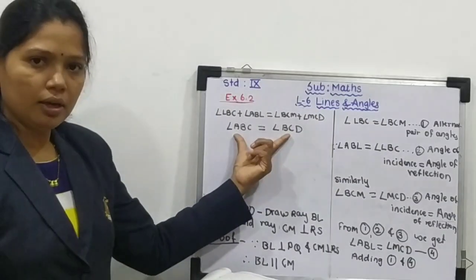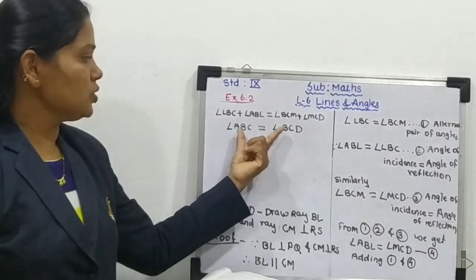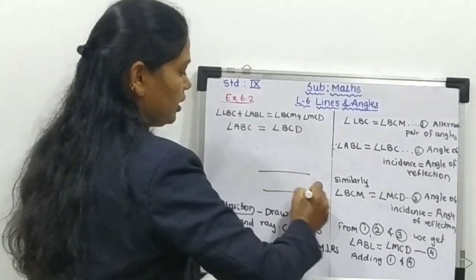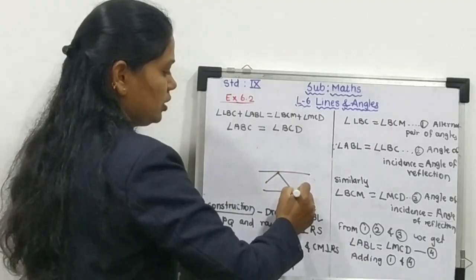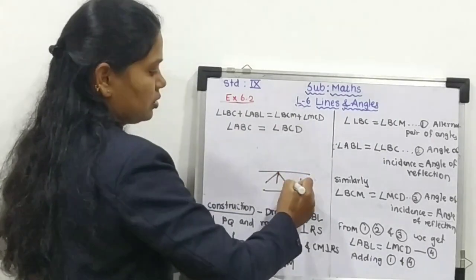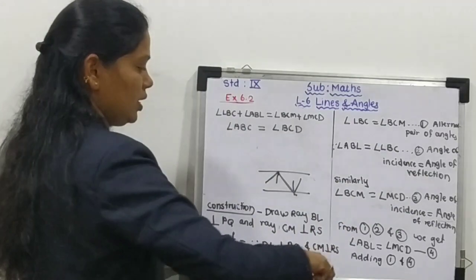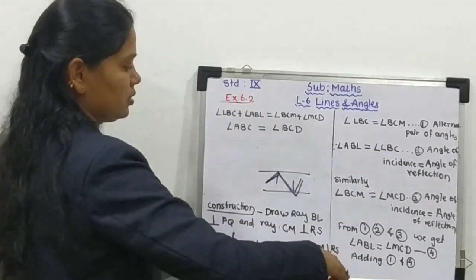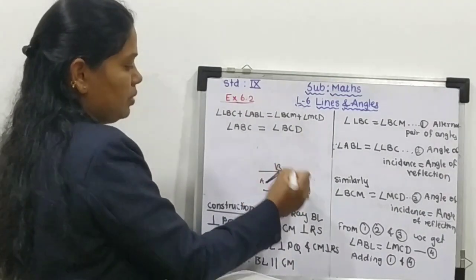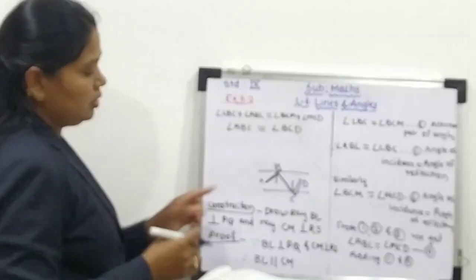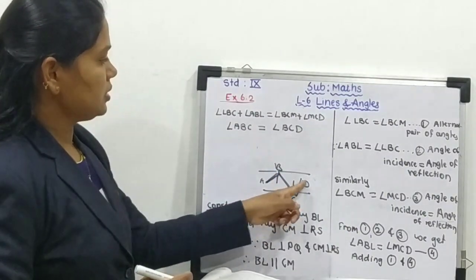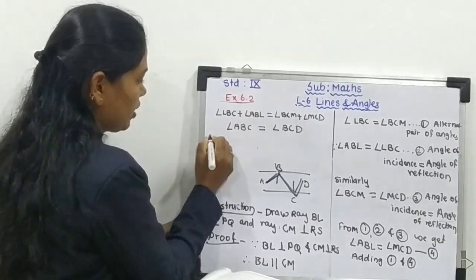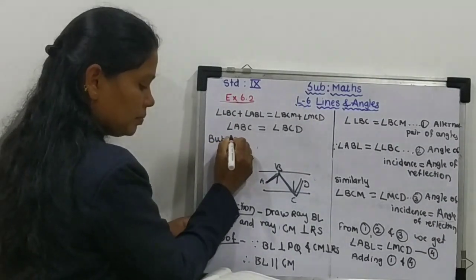But if you look in the figure, these two angles are an alternate pair of angles. We drew this figure earlier, right? In these two figures, these two angles are alternate angles. Here A, B, C and D are named, so angles ABC and BCD, these are what? An alternate pair of angles.